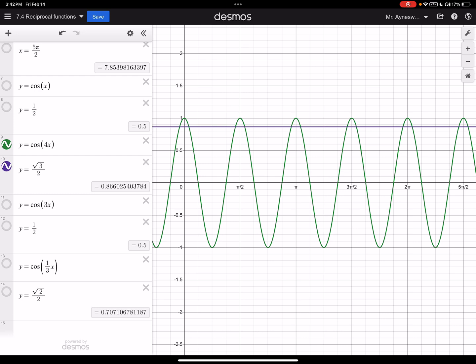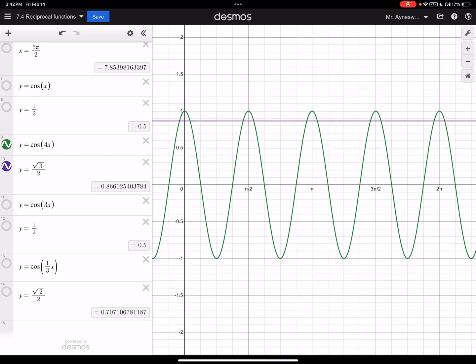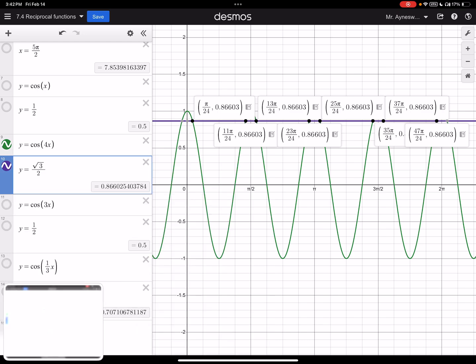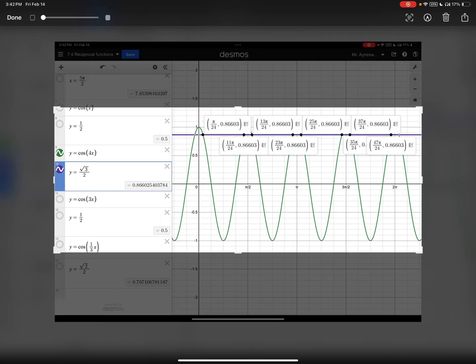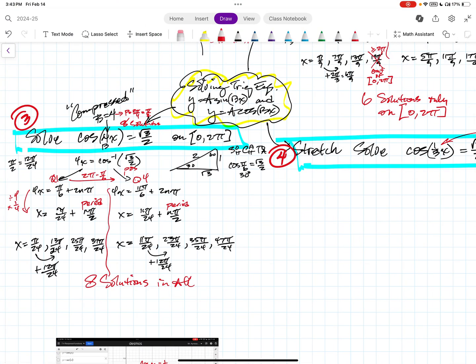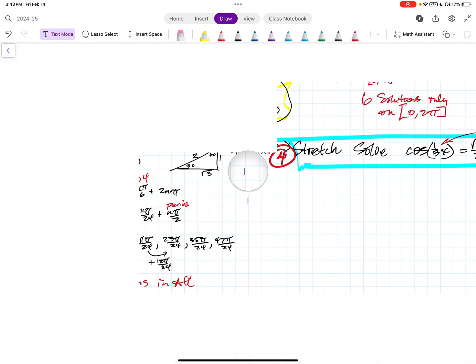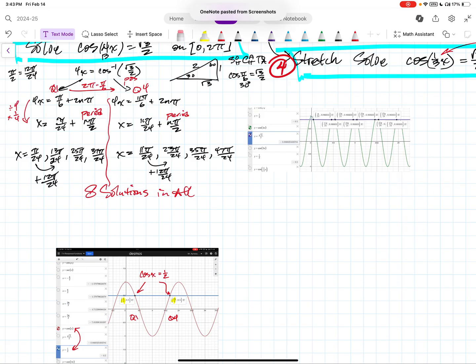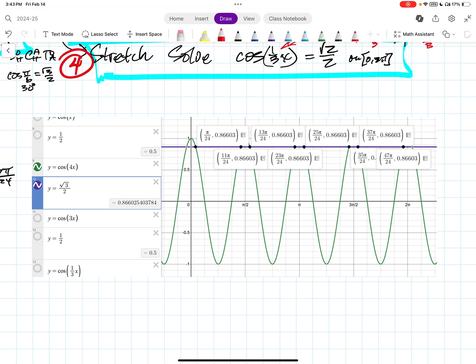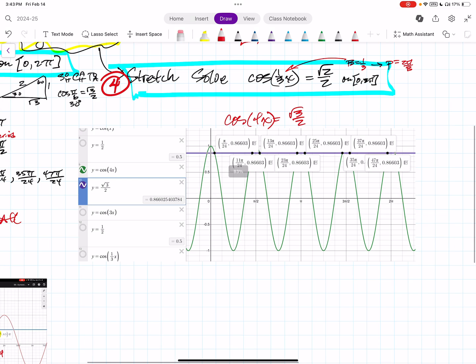Now you adjust your screen so that you can see things better. So there's your first one, second one, third one, fourth one, fifth one, sixth one, seventh one, and eighth one. There's all of them. Screenshot it, bring it to your OneNote. We do this all the time. Get good at it. You got to learn how to use your technology. So I'm going to bring this one in. Click on text box or text mode with that T on your iPad and just press paste. And there's your graph. This is the graph of your equation, cosine of 4x is equal to root 3 over 2.